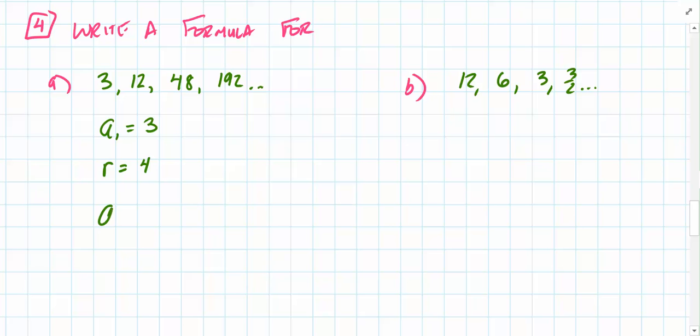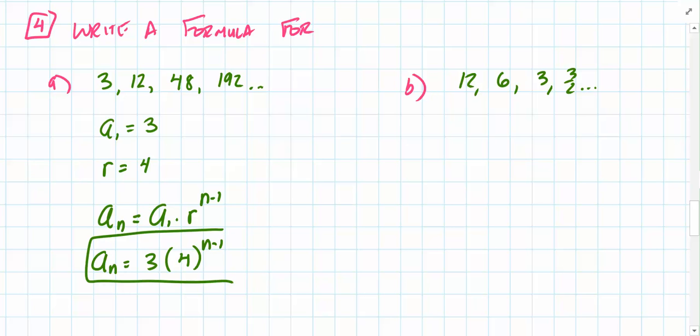So we know that a sub n is equal to a sub 1 multiplied by the ratio to the n minus 1. So therefore, a sub n has to be 3 times the ratio, which happens to be 4, all to the expression of n minus 1. So that is what we mean by write a general term for the sequence given.